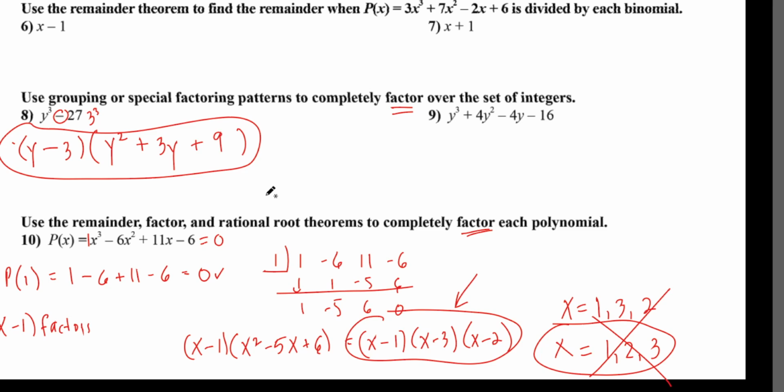Would you agree? Okay. This one right here is a grouping, right? Because these are special factoring patterns. So this is a grouping. Yep. Grouping right there. We good?